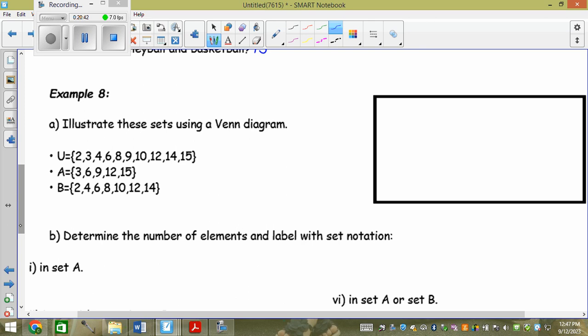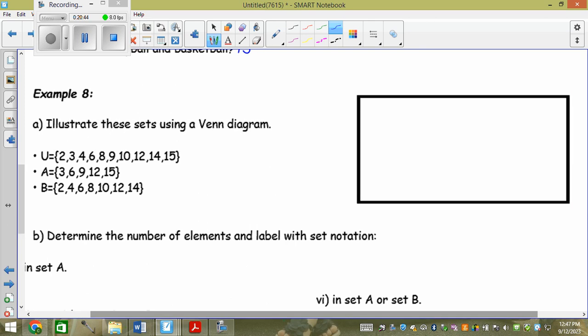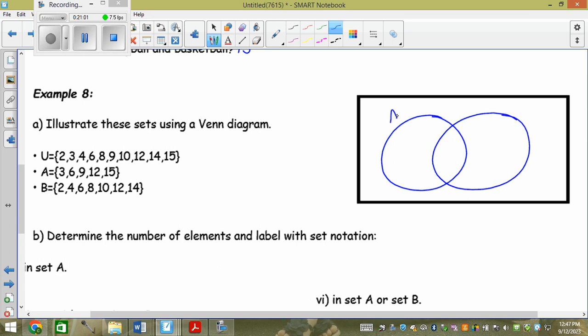Okay. Illustrate this using a Venn diagram. Now remember, these are numbers. So when you put them into the Venn diagram, what are you going to put behind them? Period. Right? You're going to put a dot behind so that you know they're numbers. So we're going to have an A and a B. You fill it in, see how you do.